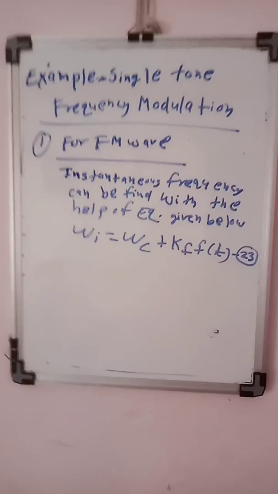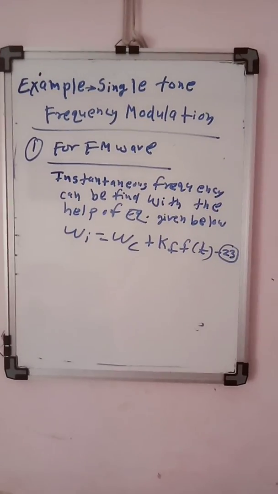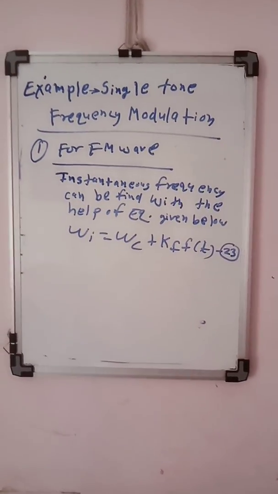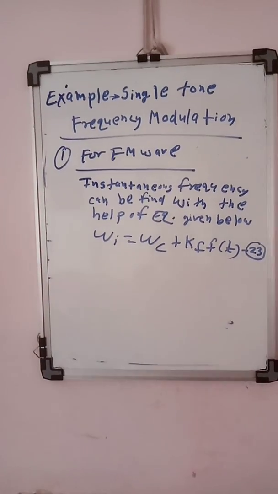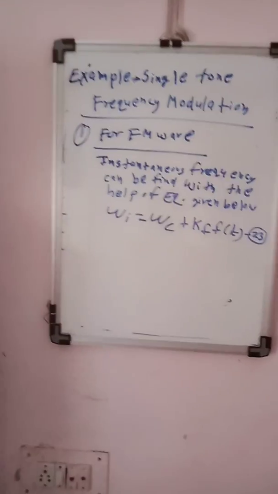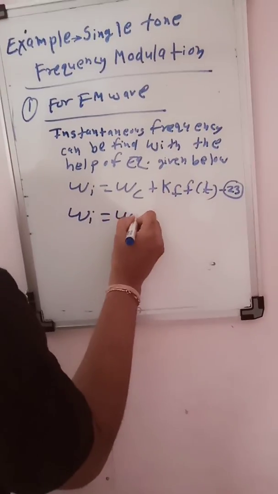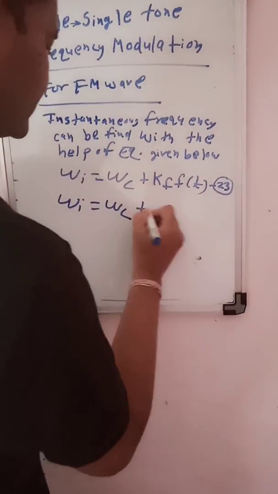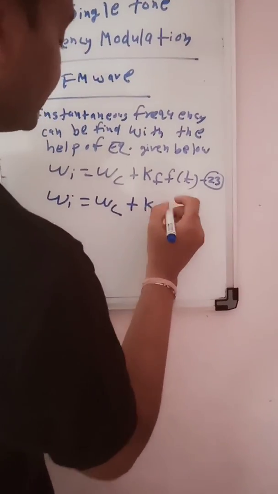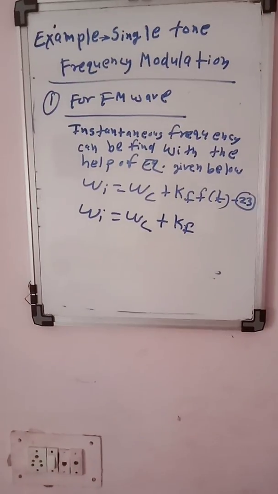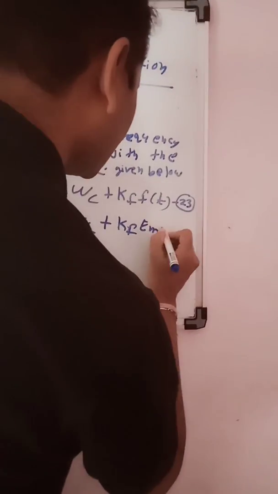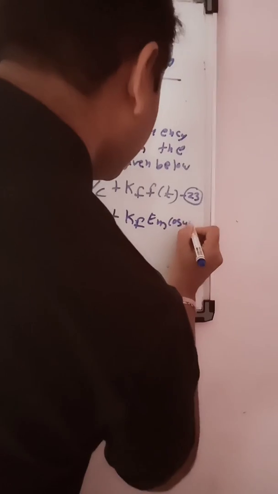right? And for that purpose, first of all, I have to write the equation for the instantaneous frequency, which is omega equal to omega c plus kf ft. Let's name this expression as 23. Now I move ahead. So omega c is there, kf is there, and in place of ft, what is the ft here? Ft is a single tone modulating signal, and the value of this ft is em cos omega mt.